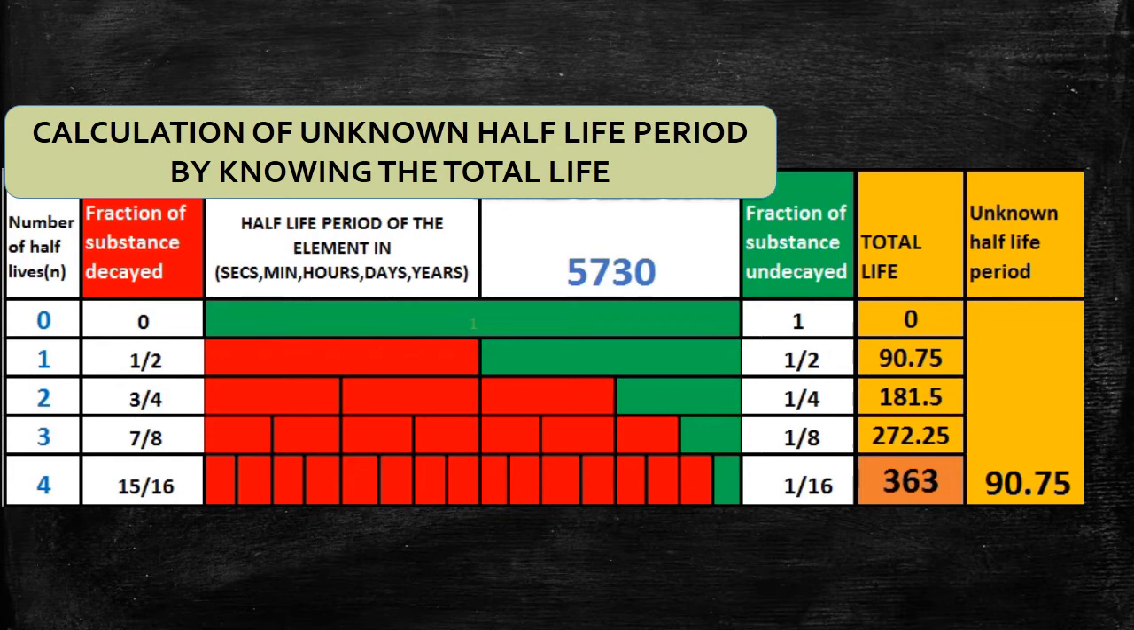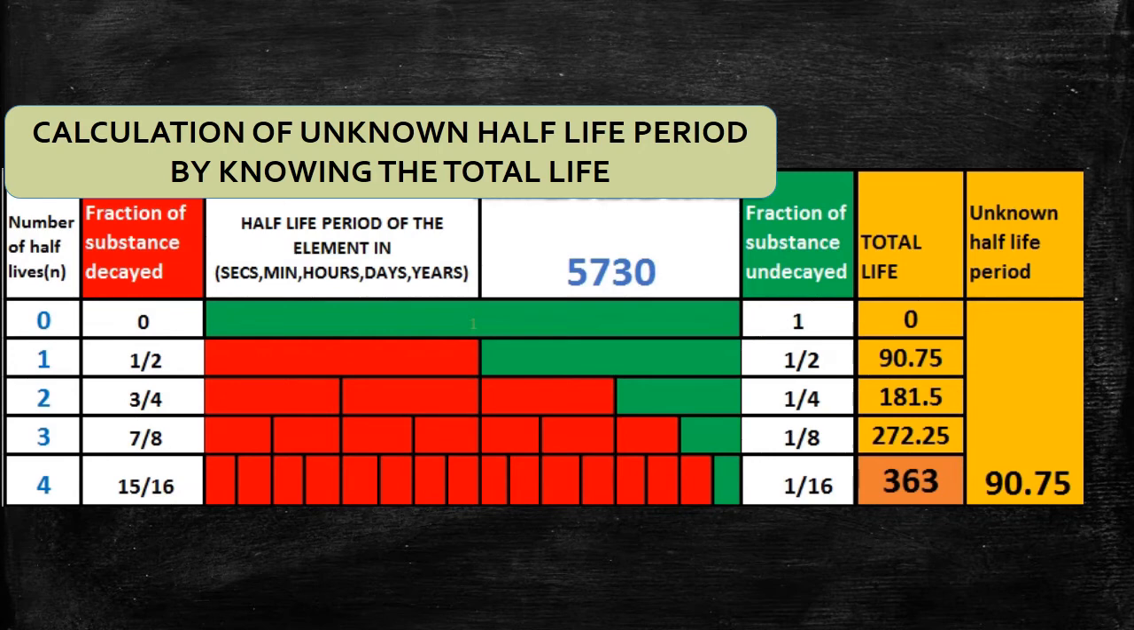Here at the top of the tabular column, I have given the value of the half-life period of the element. That may be in terms of seconds, minutes, hours, days, or years. That could be taken in any form. Here let us take some value. Here I have given the half-life period of the element as 5730 years.